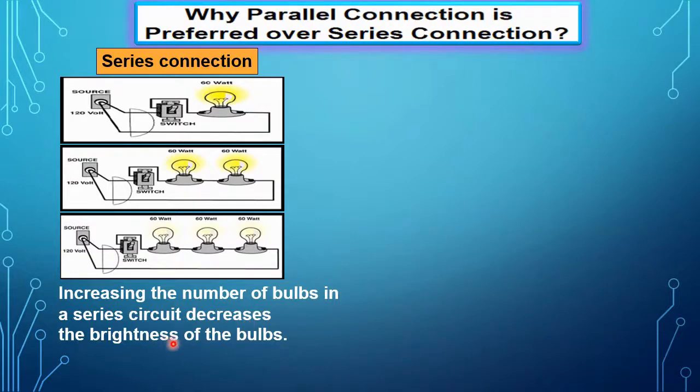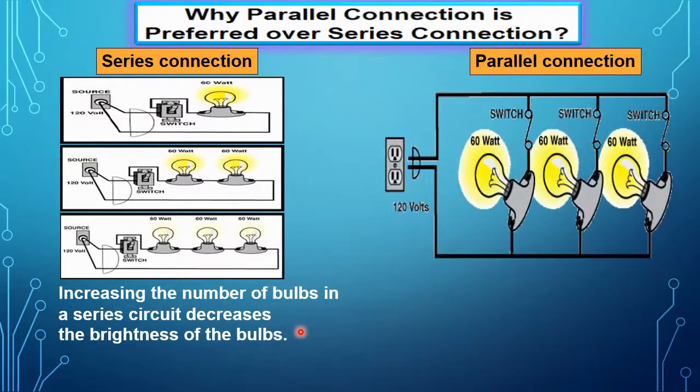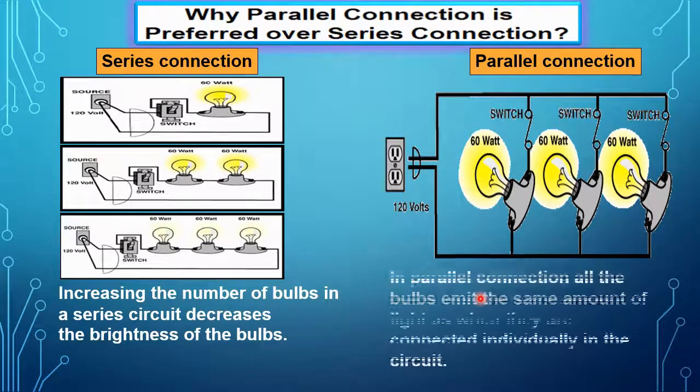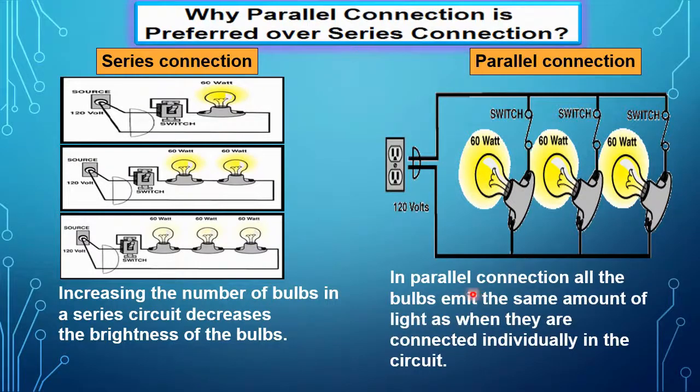Now, when several bulbs are connected in parallel, they emit the same amount of light as when they are connected individually in the circuit. So here you can see the brightness of all the bulbs is the same.